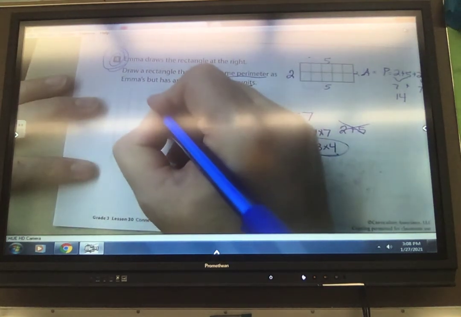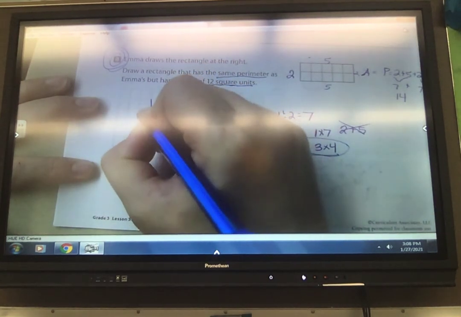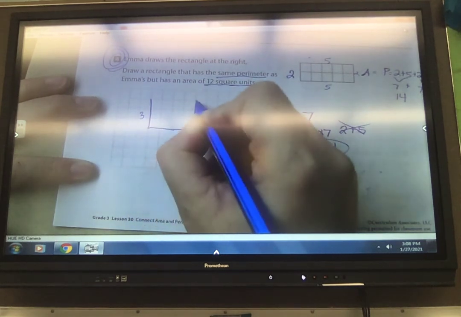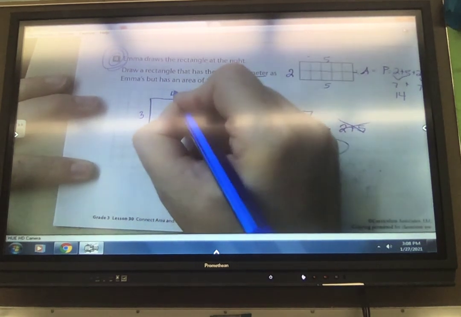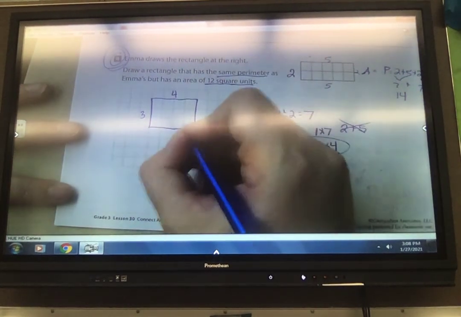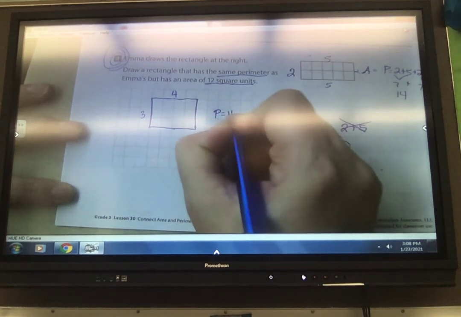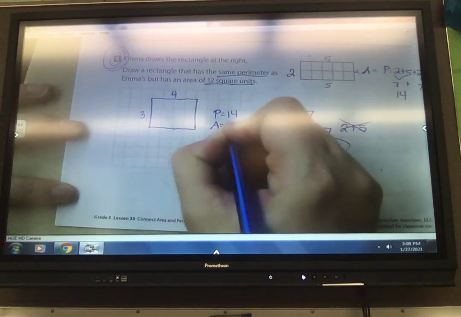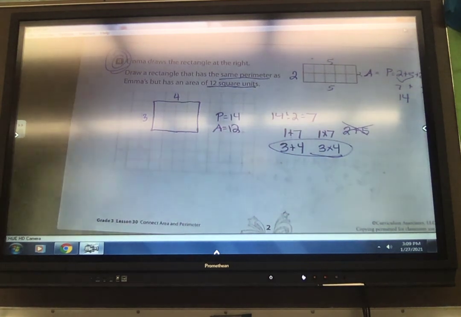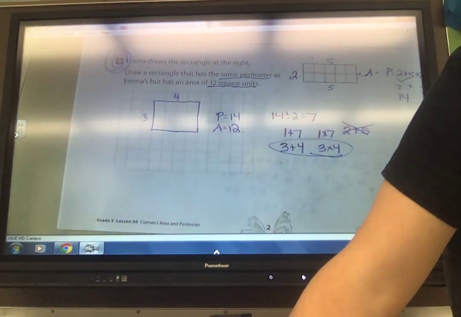So I need to draw 3 and 4. That would give me a perimeter of 14, just like hers, and an area of 12. 3 times 4 is 12, and 3 plus 4 plus 3 plus 4 is 14. Alright, those are all your answers in your packet. I hope you did well. Study this packet for your test.